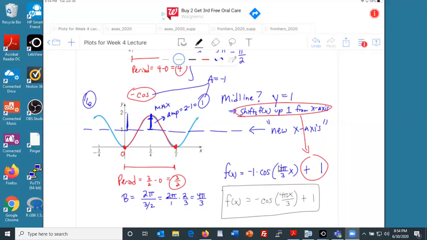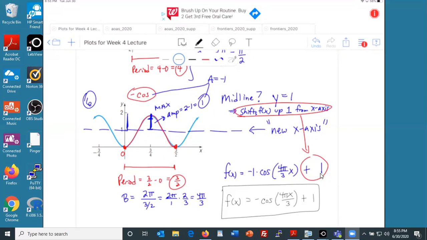So notice that amplitude of negative 1, we can get rid of the 1, but we still need the negative there for an amplitude of 1, but it's a negative cosine function. Now let's suppose that this function was actually shifted down a couple of units. You would have to subtract the actual midline. All right. So if your midline was at negative 2, you would have to subtract 2.